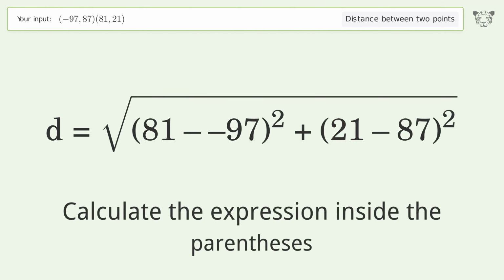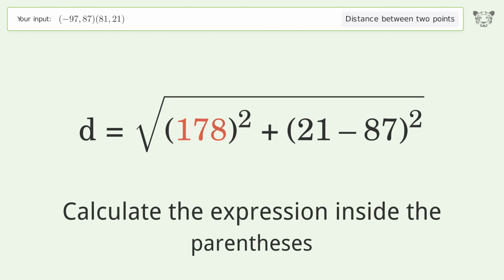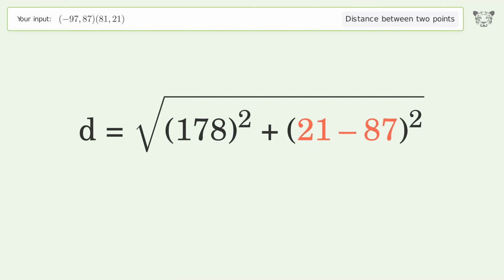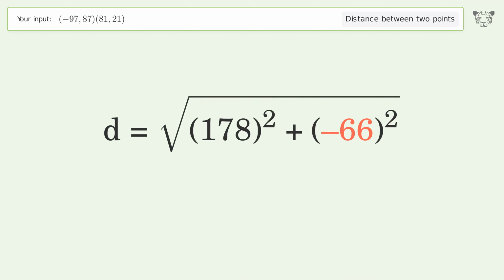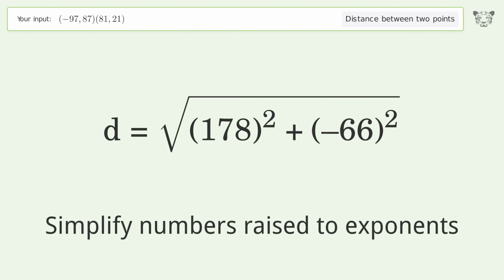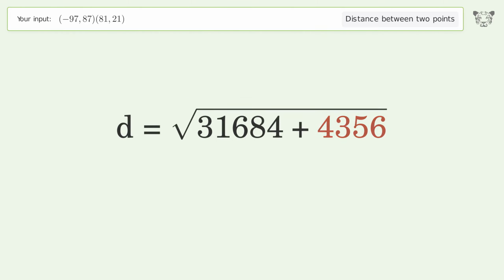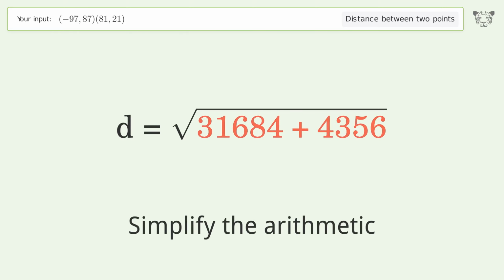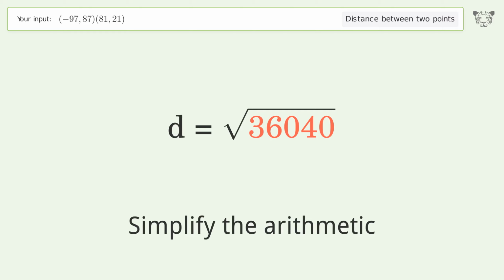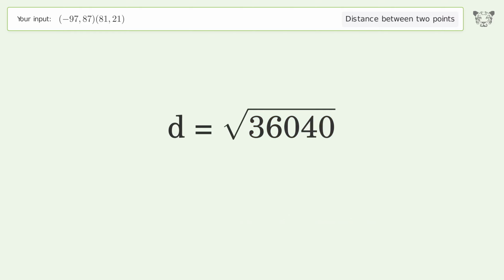Calculate the expression inside the parentheses. Simplify numbers raised to exponents. Simplify the arithmetic. And so the distance between the 2 points is the square root of 36,040, or 189.842.